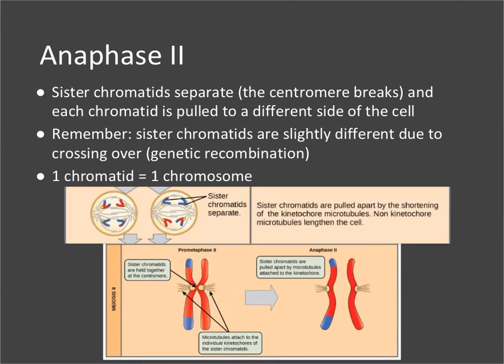During anaphase 2, the two sister chromatids are separated from each other. So the centromere, which is the protein that is holding them together, is going to break, and then each chromatid is going to be pulled to a different side of the cell. So remember that our sister chromatids, they start out identical, but they end up looking a little bit different from each other because of genetic recombination. And remember that genetic recombination is also called crossing over, and this happens during prophase 1.